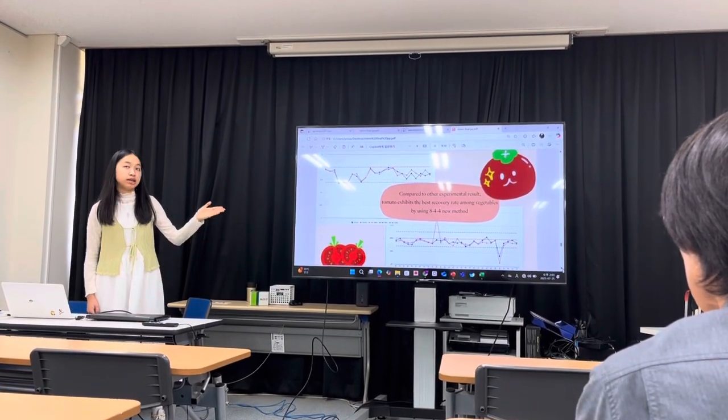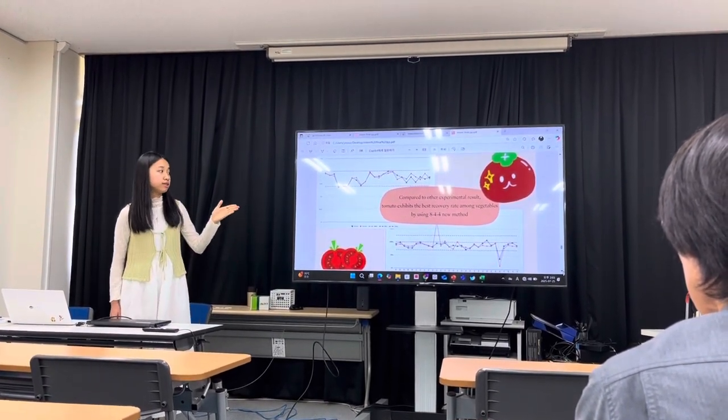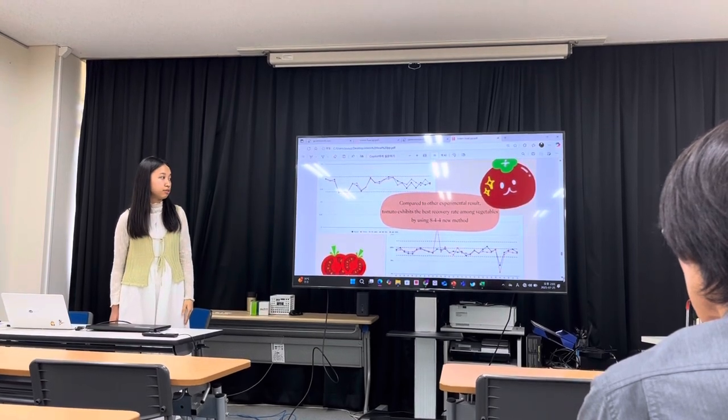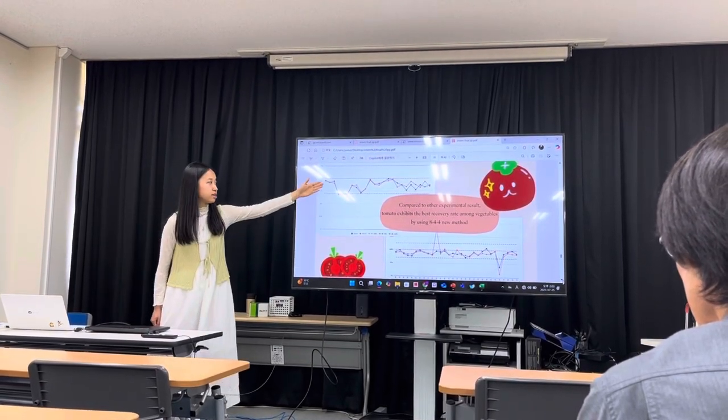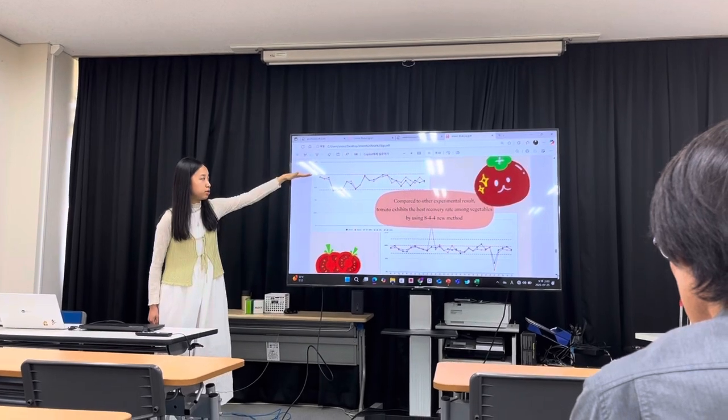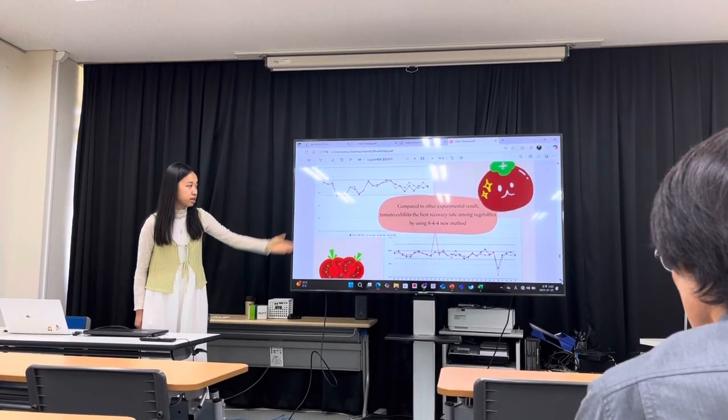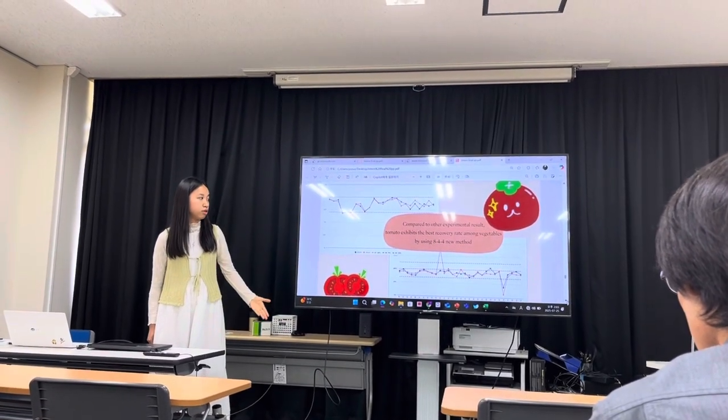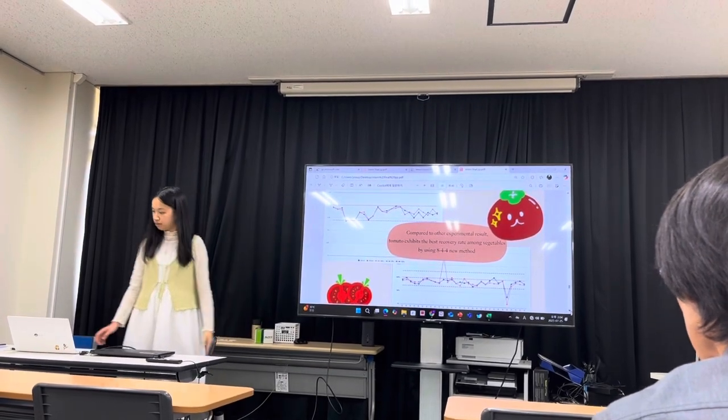By comparing with other vegetable experimental results, tomato exhibits the best recovery rate. As you can see, it's near 1, ideal, and within the range, by using the new method, the 4 milliliter, 4 milliliter method.